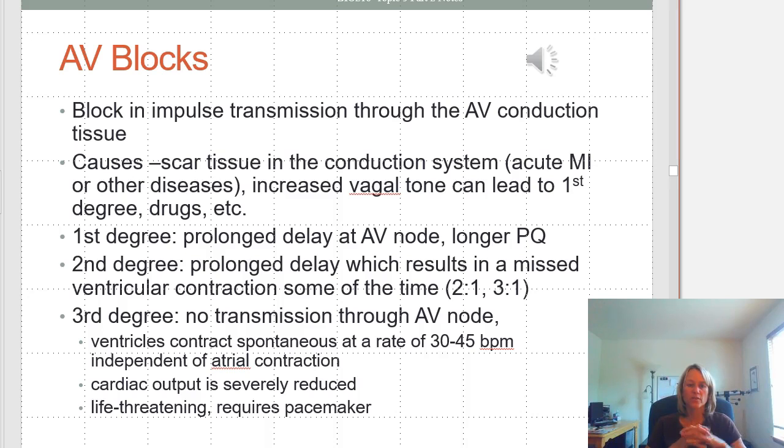So this is called third degree block or total heart block. The atria are contracting on their own, the ventricles are contracting on their own at a much slower rate. Because this rate is so slow, the cardiac output is severely reduced. So this is a life-threatening condition that will require a pacemaker.